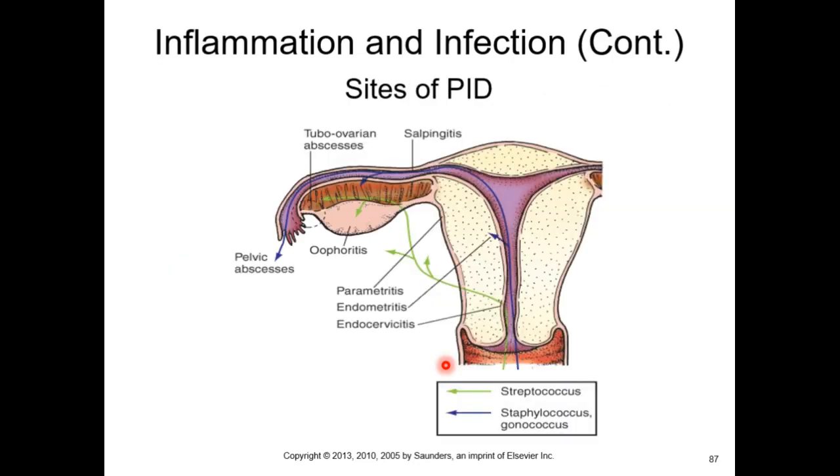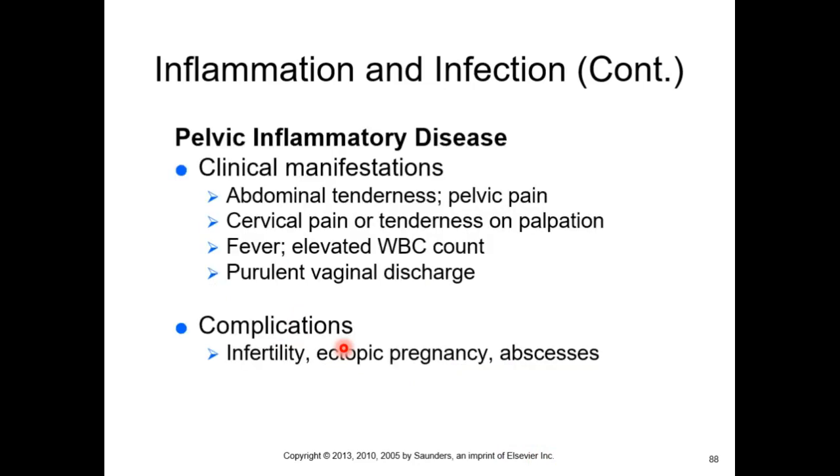Okay, so PID, there's our ascending infection pathway for PID, just showing you that continuation. You could also have strep and staph that could cause PID. Abdominal tenderness, pelvic pain, cervical pain, fever, elevated white blood cell count, and vaginal discharge. Potentially, the issue here is PID can lead to infertility.